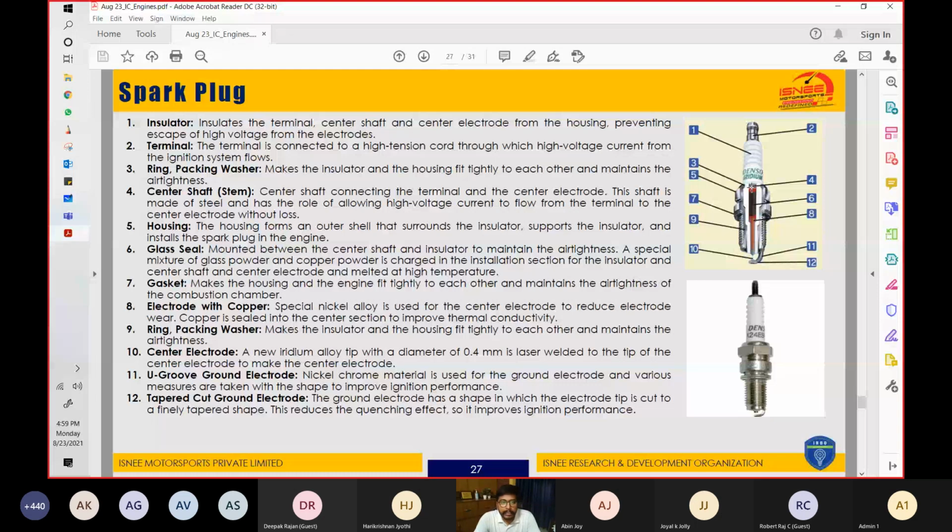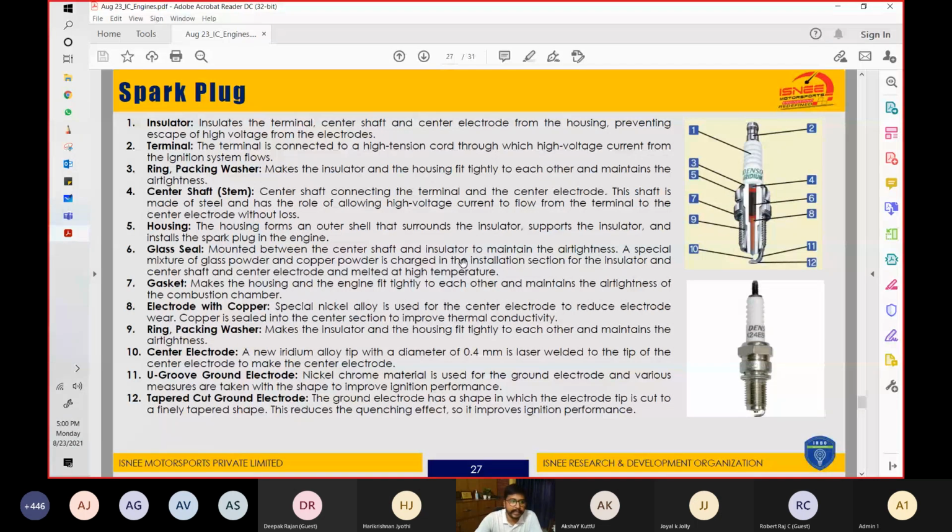The center shaft connects the terminal and the center electrode. This shaft is made of steel and has the role of allowing the high voltage current to flow from the terminal to the central electrode without loss. So basically, this current is supposed to pass from this terminal to this point, and this will happen through the center shaft, also known as the stem. You will see it over here, and this is a steel rod basically.